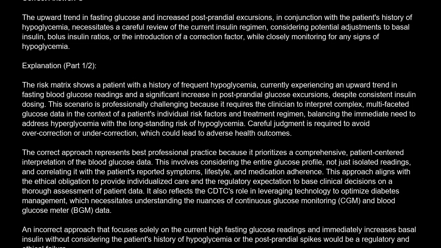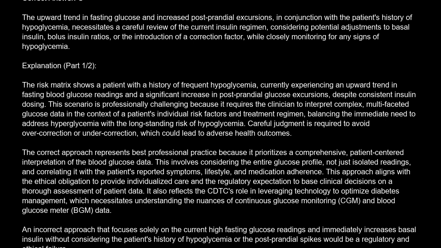The correct answer is C. The upward trend in fasting glucose and increased postprandial excursions, in conjunction with the patient's history of hypoglycemia, necessitates a careful review of the current insulin regimen, considering potential adjustments to basal insulin, bolus insulin ratios, or the introduction of a correction factor, while closely monitoring for any signs of hypoglycemia.